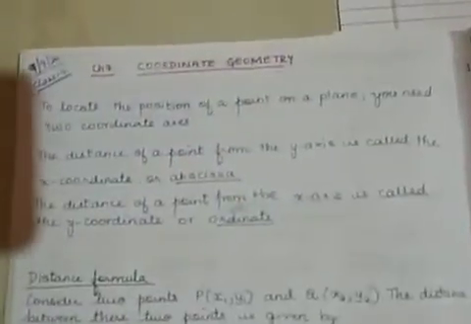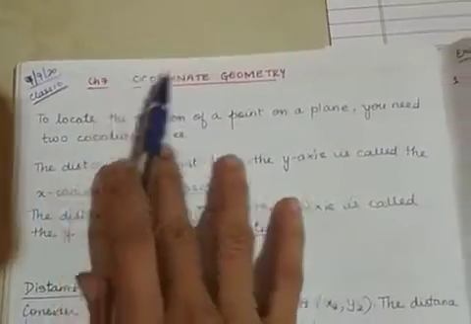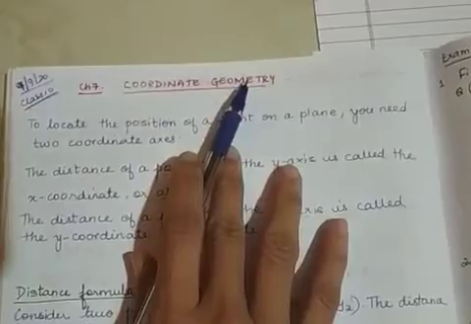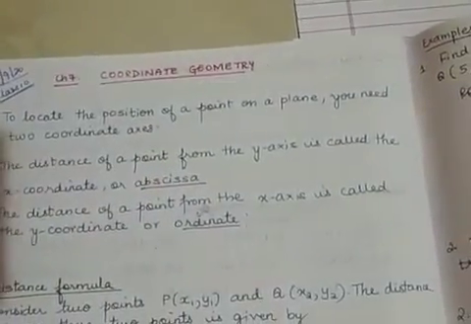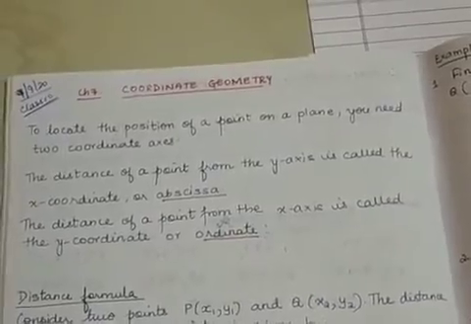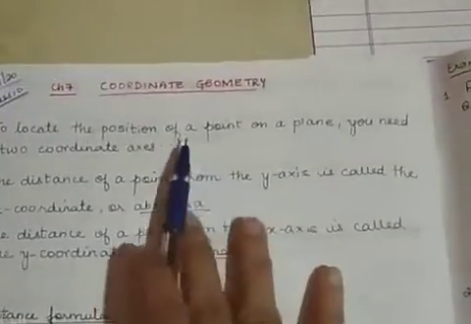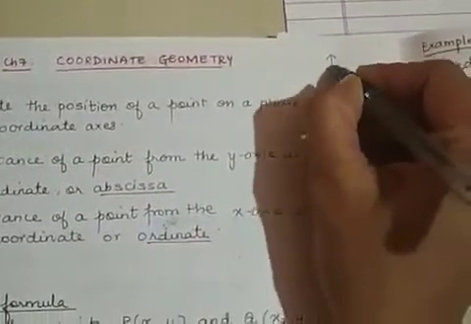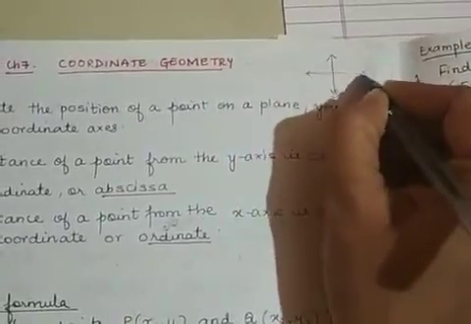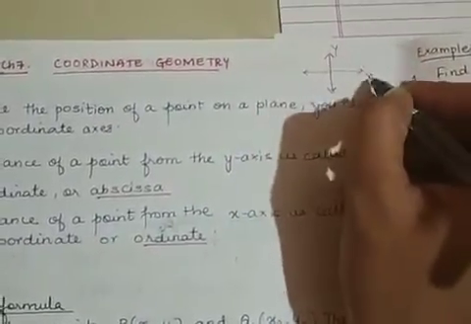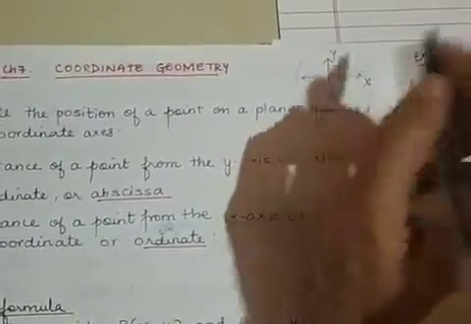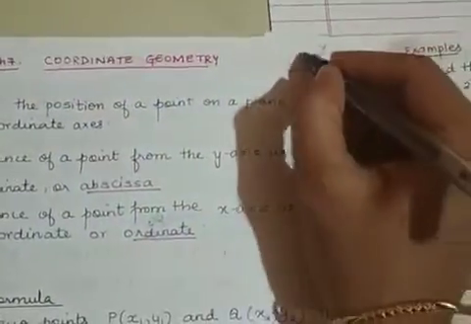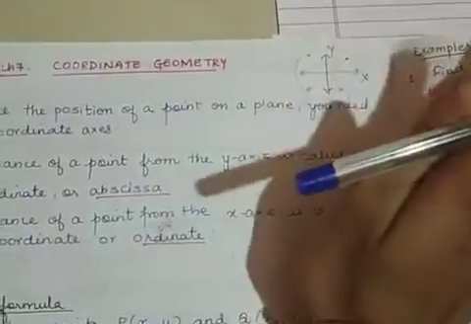In this class, we will start with the 7th chapter, Coordinate Geometry. Now you know that coordinate geometry is used to locate the position of a point on a plane, and to locate the position of a point on a plane, you need two axes, which are called coordinate axes, x and y. So based on these two coordinate axes, you can locate the position of any point on a plane.